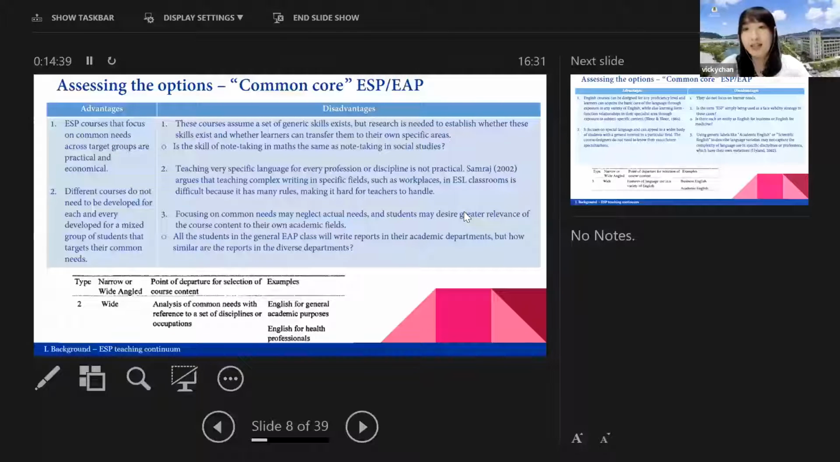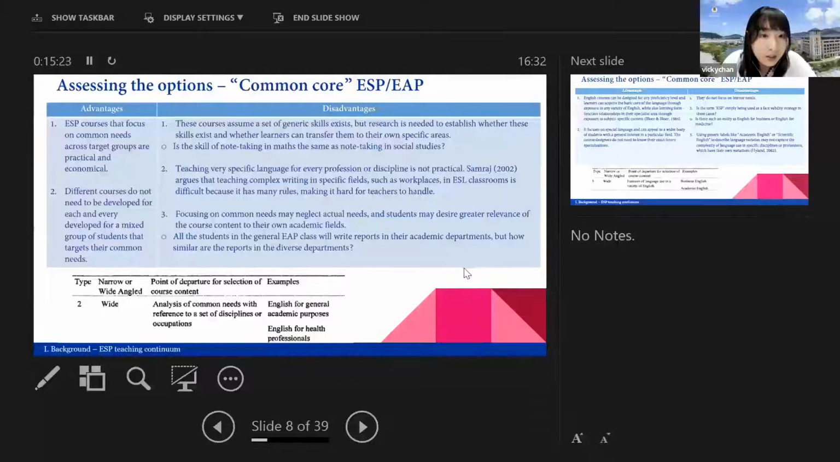However, some disadvantages, again, are that it might be challenged for not focusing on the students' needs. And usually we have the assumption that there are some generic or general skills that the students need to learn. However, what kind of skills those would be has to be decided or discussed among teachers. And also different students from different majors might have different styles of writing as well. But if we just teach a common writing style, does that actually fit every student's need?